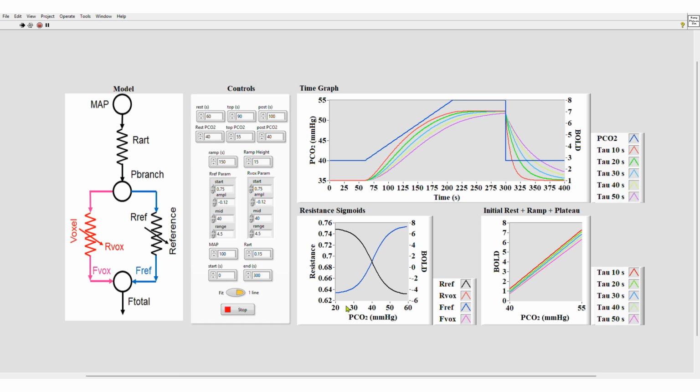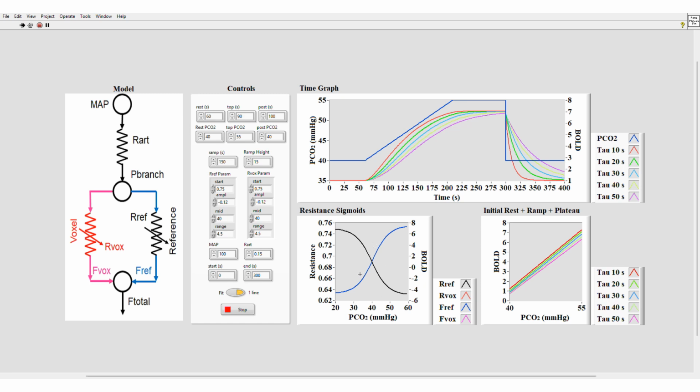Overall, the patterns of BOLD flow response observed can be divided into 4 types and were originally described by Fisher and colleagues in 2017 in their publication. Let's use the model to see how changes in the voxel resistance sigmoid parameters produce these patterns. First, the type A response.